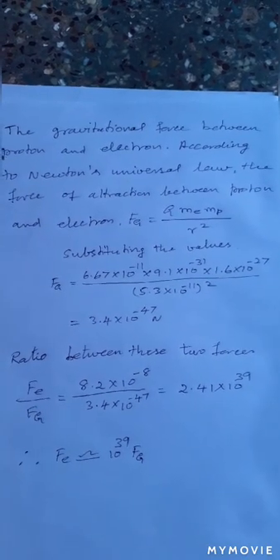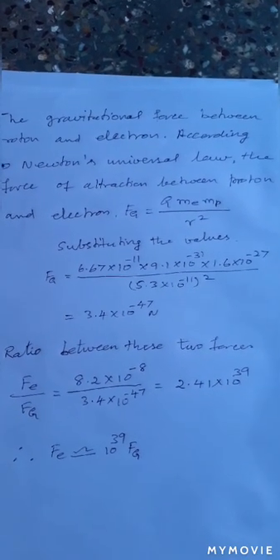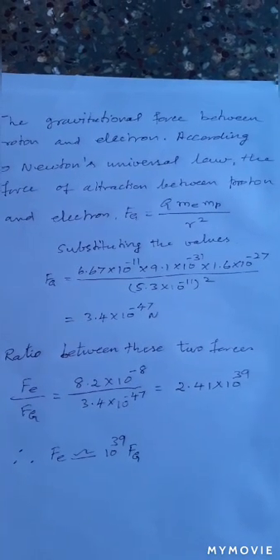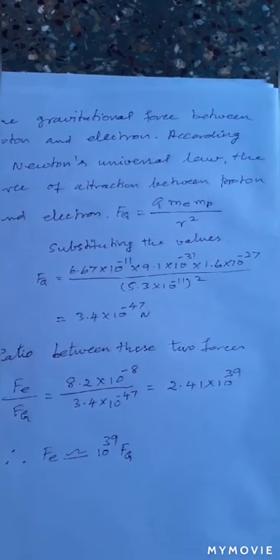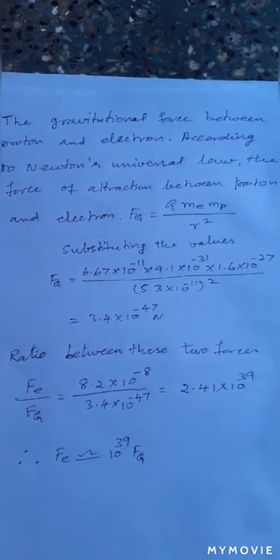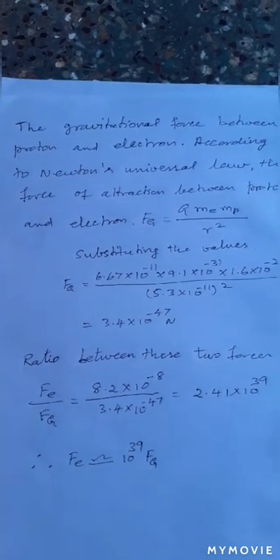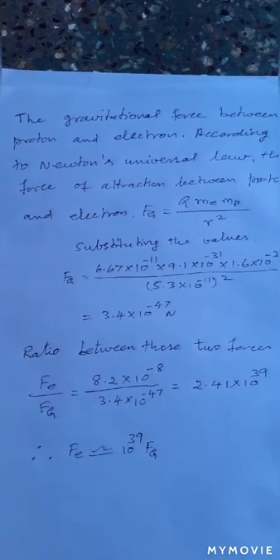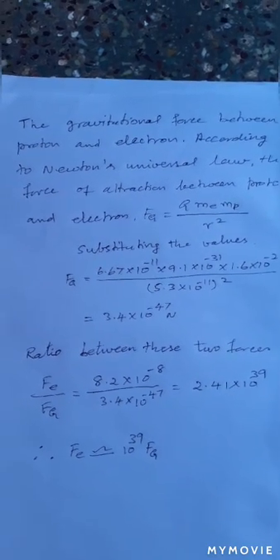6.67 × 10^-11 is the gravitational constant. Then 5.3 × 10^-11 is the distance between proton and electron. By calculating, we will get gravitational force Fg is equal to 3.4 × 10^-47 Newton.